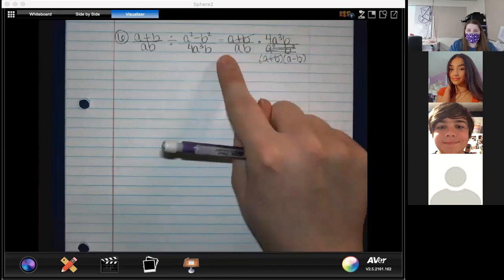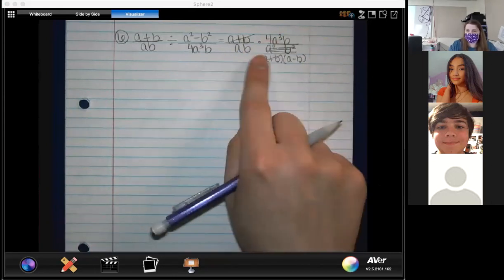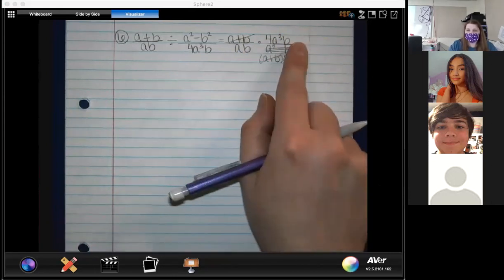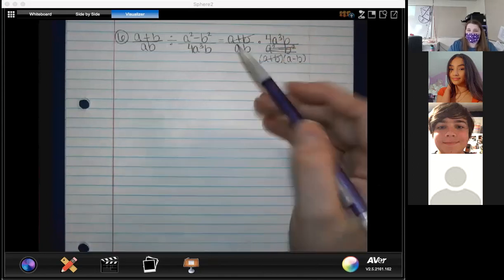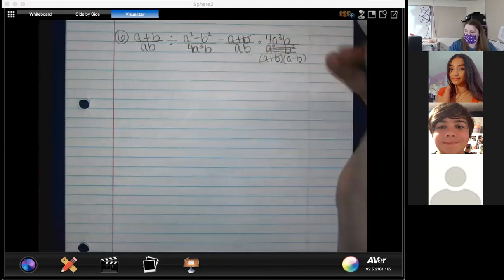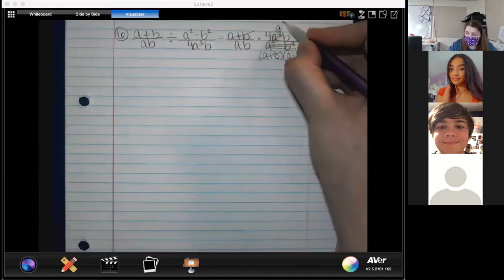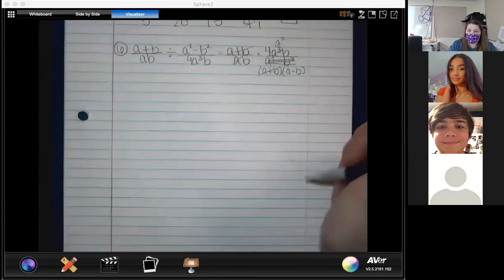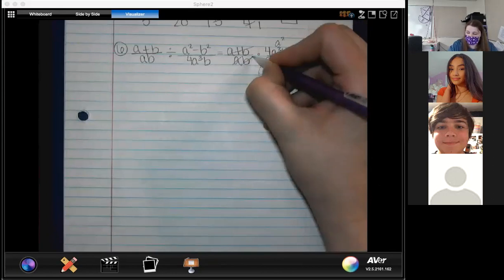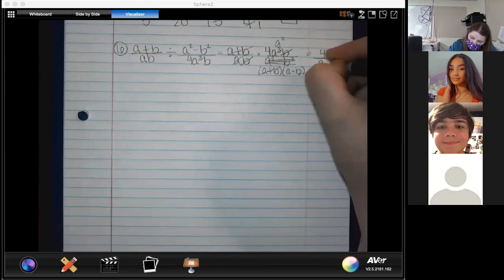Can I simplify the other parts? Yes. You can always simplify if the numbers are being multiplied to each other. So A times B, those are separate parts. 4A cubed times B, all separate parts. What can simplify among the A's? A cubed would become A squared, which would simplify with the A in the denominator. And then the B, we got a B on the top and the B on the bottom. So we should be left with 4A squared divided by A minus B.